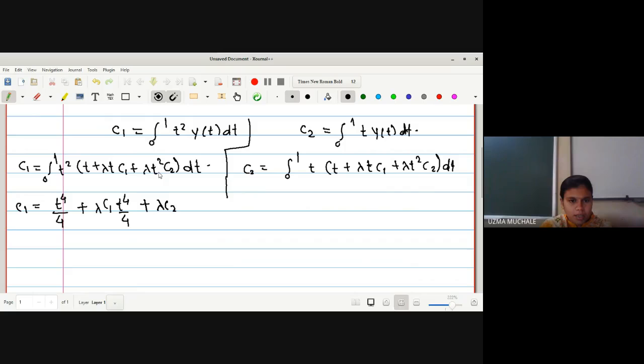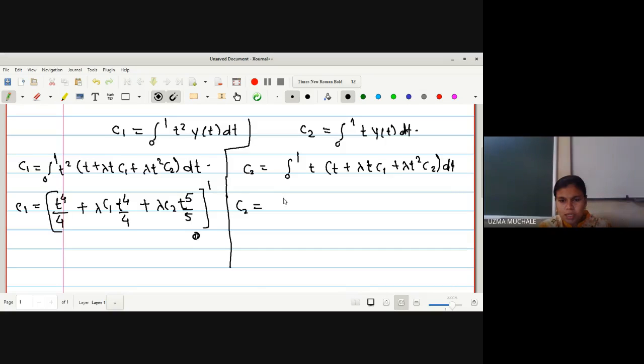Integration of this, here t square is there, outside is also t square. So what will be the resultant? T raised to 4. Integration of t raised to 4 is t raised to 5 upon 5. Okay. We have to find out the value of this within the limits 0 to 1. Okay, t cube. Here is also t cube. Here is t raised to 4. Similarly, let us do the calculations for C2.